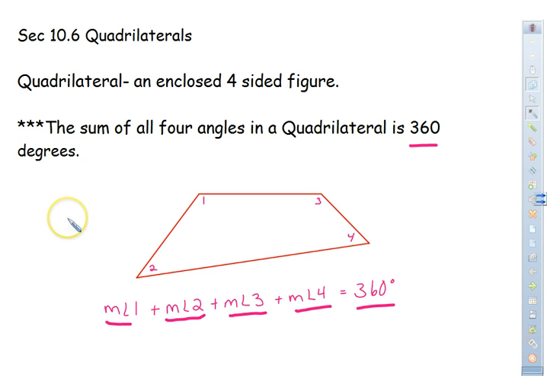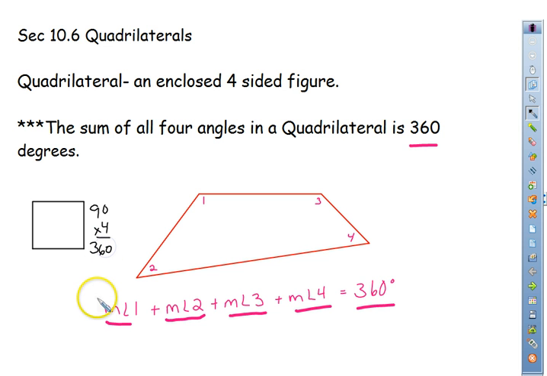Okay? In fact, if you think of a rectangle, it has four 90-degree angles in it. 1, 2, 3, 4, and 4 times 90 will give you 360 degrees. That's where a lot of that comes from.